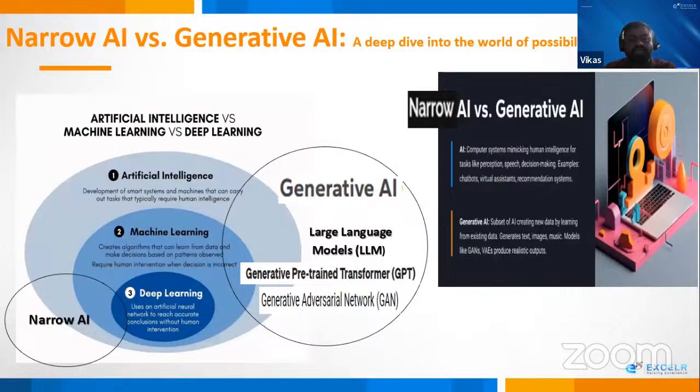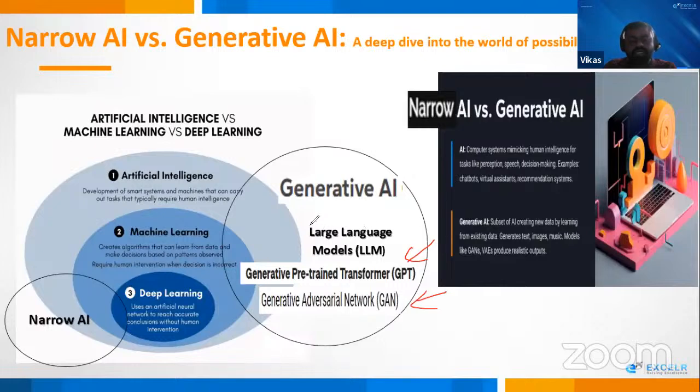When we wanted to understand generative AI, we understood that it is mostly based on large language models. One base model could be a generative pre-trained transformer, and the second is a generative adversarial network. This is what we understood yesterday. We also saw the use case of how these GPT models are different from the GAN model, and what output they are producing.